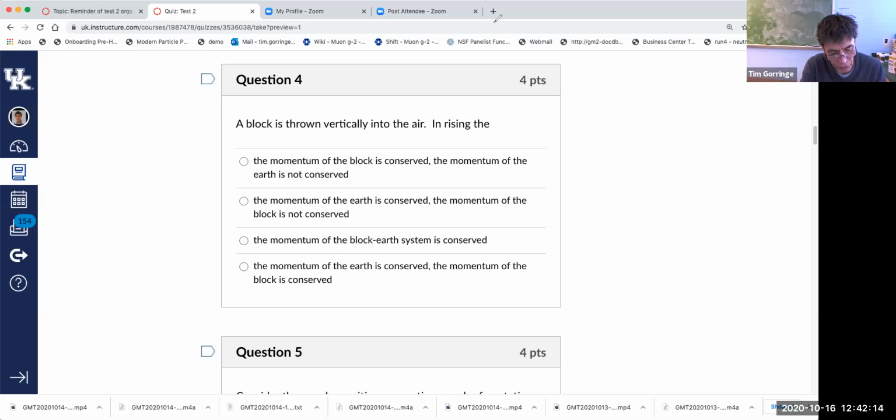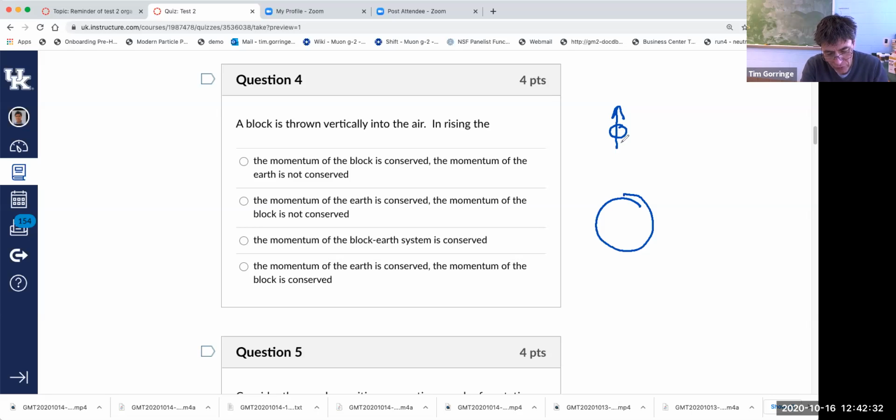Okay, question number 4. It says a block is thrown vertically upwards into the air. Let's draw a picture of that. Here's the block thrown into the air, and here's the earth from which we throw it, not to scale, obviously.